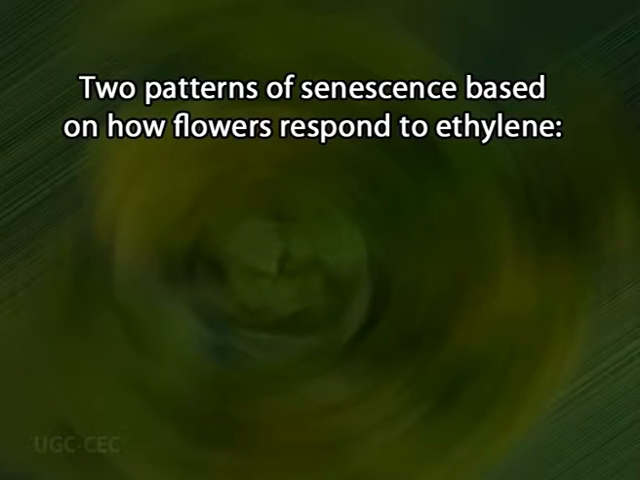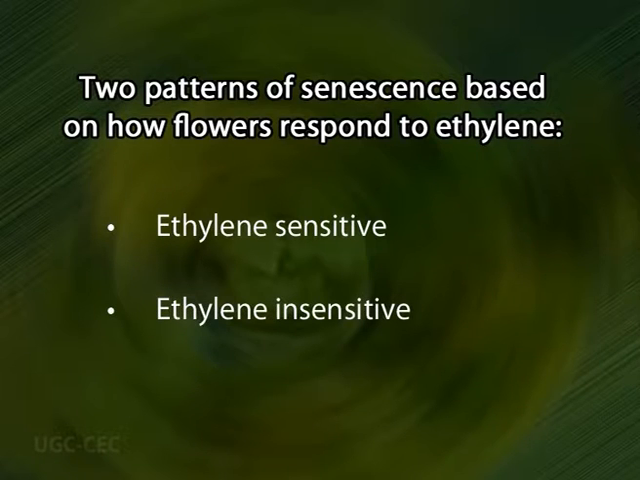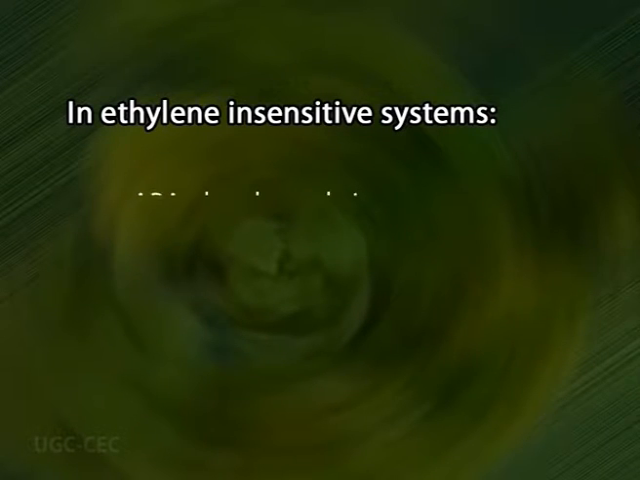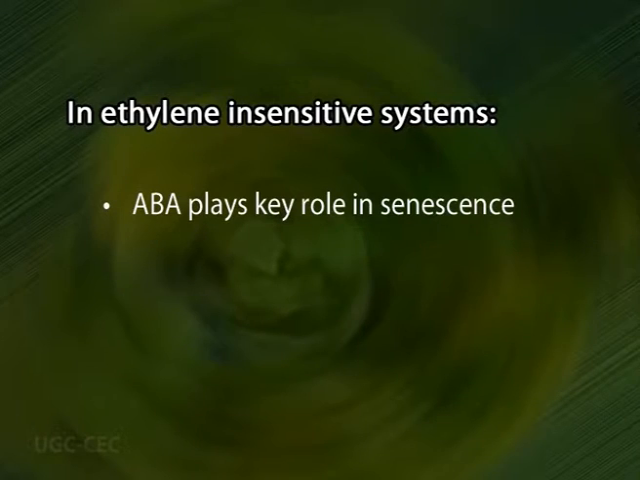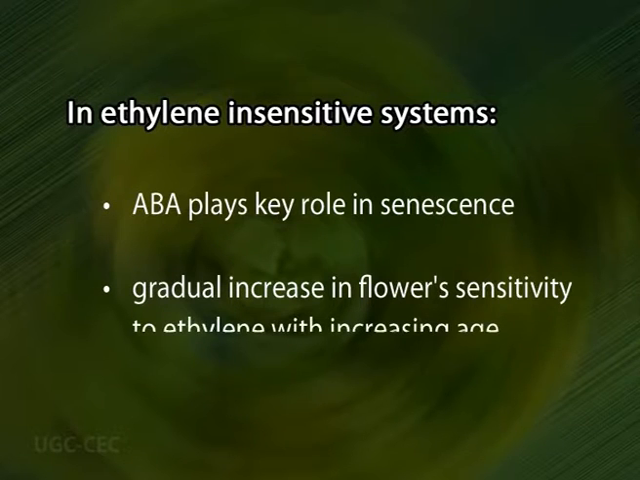Based on how the flowers respond to ethylene, two patterns of senescence, with ethylene sensitive and insensitive systems, are recognized. In ethylene insensitive systems, abscisic acid is thought to play the key role in senescence. The endogenous levels of abscisic acid and ethylene vary during flower development and senescence in the different flower organs. It is well established that ethylene is involved in the senescence of most flowers and coordinates senescence pathways and regulates floral abscission.